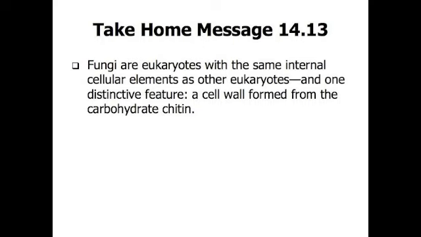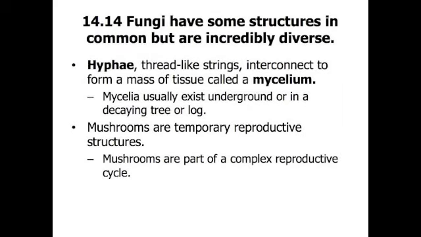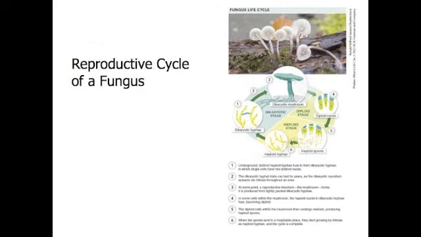Fungi are eukaryotes with the same internal cellular elements as other eukaryotes, and one distinctive feature, a cell wall formed from the carbohydrate chitin. Moving on, most fungi are multicellular and are composed of long strings of barely visible thread-like cells called hyphae. The hyphae interconnect to form a mass of tissue called a mycelium, the form in which a fungus spends most of its time, usually underground or in a decaying tree or log. So the structure that most people associate with fungi is the mushroom, but a mushroom is just a temporary reproductive structure or fruiting body that is part of a complex reproductive cycle that includes both sexual and asexual reproduction in some fungi.